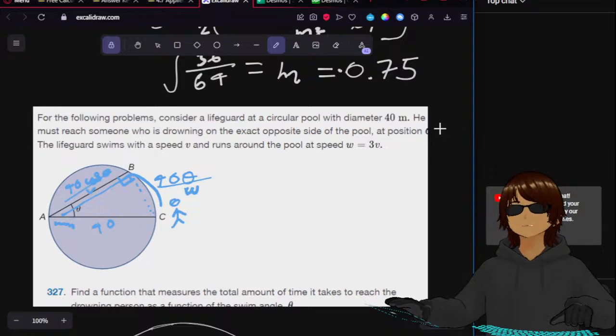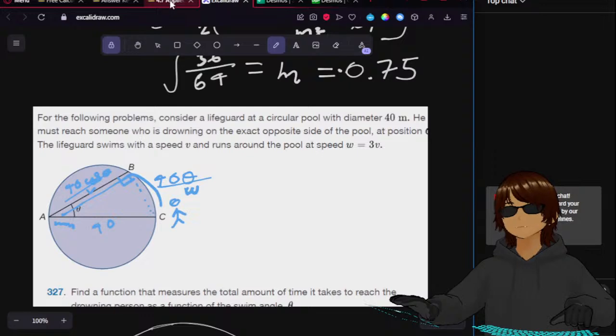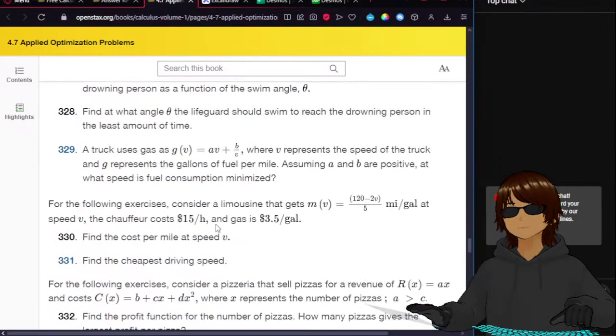But they frame it, here we must reach. This sounds like the person is drowning at position C. Okay, anyways.